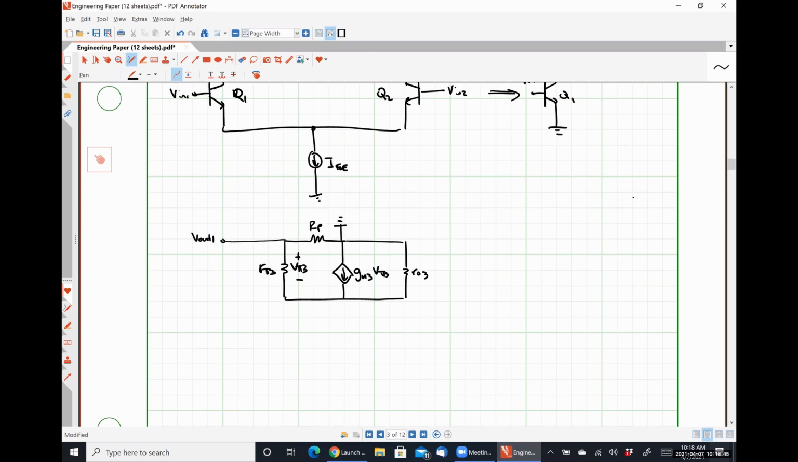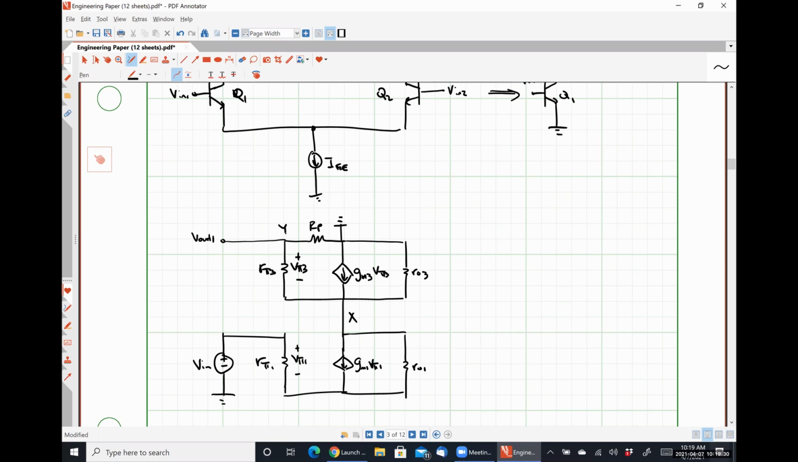For transistor 1, here's GM1, V pi 1, here's R naught 1. V pi 1, R pi 1, Vn. And I know that the emitter of transistor 3 is connected to the collector of transistor 1, like so. And I'm going to call this node X. And I'm going to call this node Y. And node Y is obviously just our output voltage.